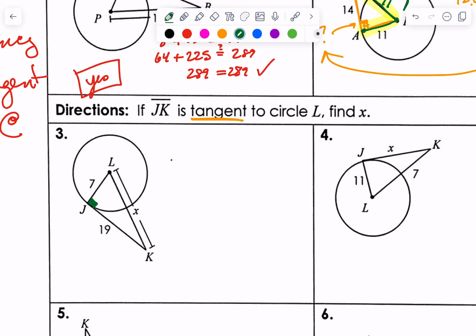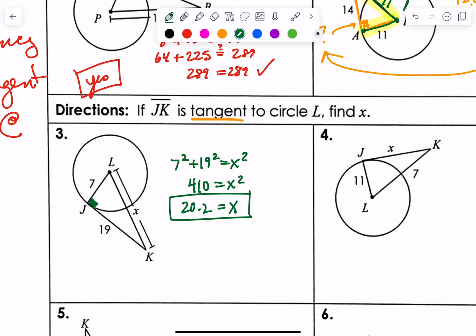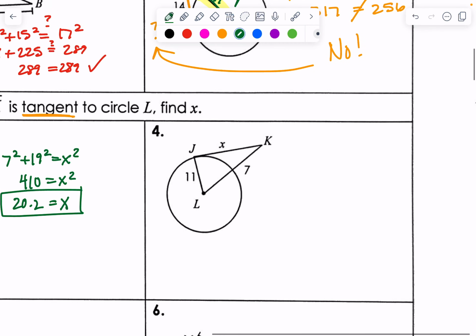That means that 7 squared plus 19 squared equals x squared. That's 410 equals x squared. So x is 20.2. That's it. We're just using the Pythagorean theorem to verify what the side is for that triangle. Let's look at number 4.